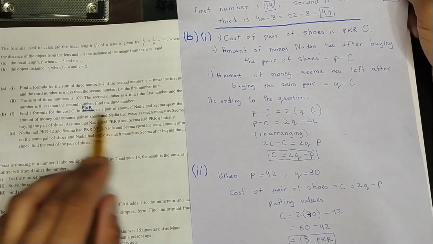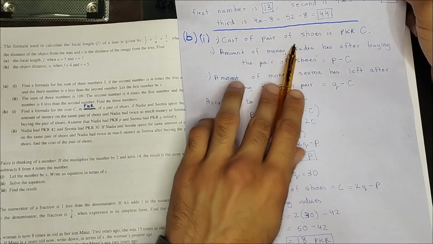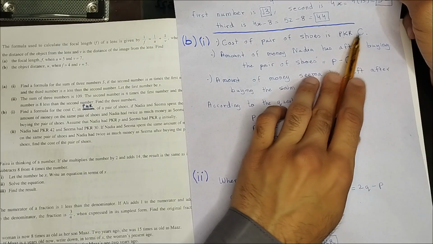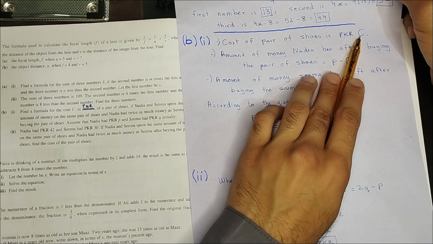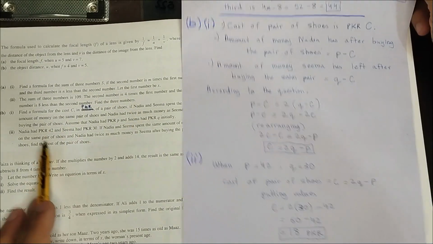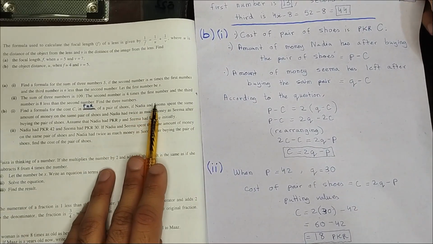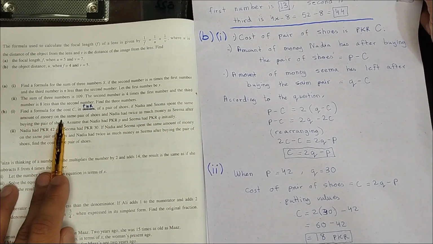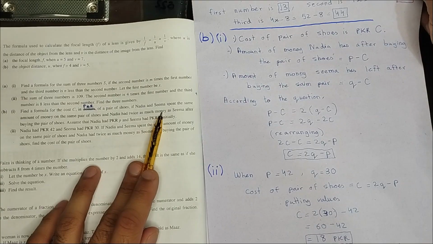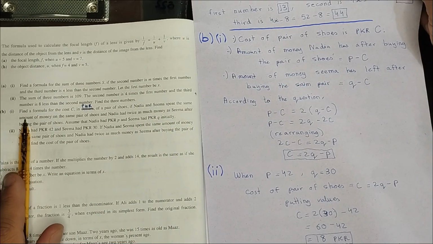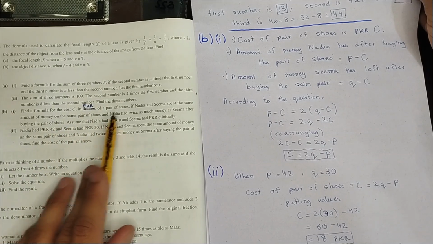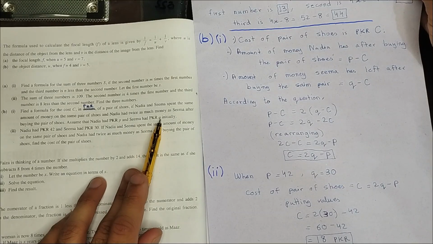What does this statement tell us? It tells us that the cost of a pair of shoes is C Pakistani rupees. We don't know how much it is, but we know it's C. So let's say it's going to be C PKR. If Nadia and Seema spent the same amount of money on the same pair of shoes, Nadia has twice as much money as Seema after buying the pair of shoes. Assume Nadia had PKR P and Seema had PKR Q initially.